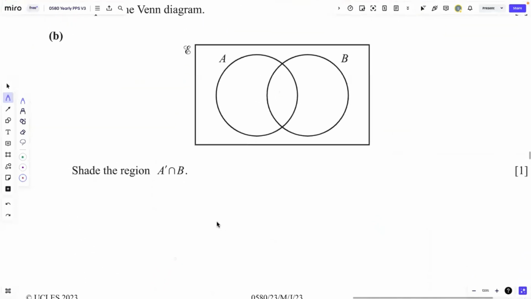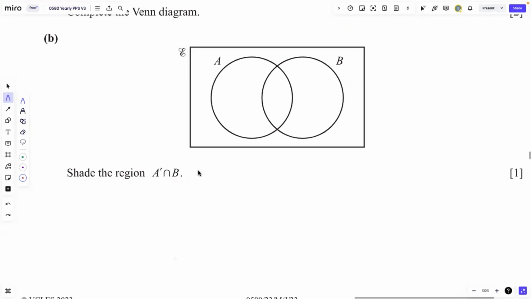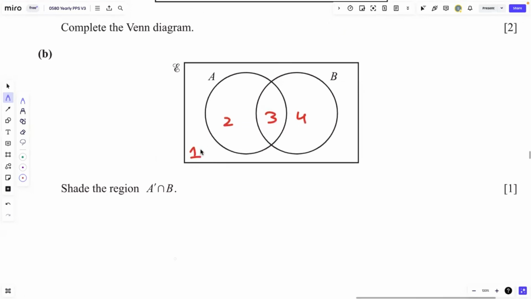We're supposed to shade the region A complement intersection B. So the best way to do such type of question is to label the regions always. Give them random numbers, just label the 4 regions that we have. The 4 different regions possible in this diagram are these. The neither region is 1, the A only region is 2, the intersection region is 3, and the B only region is 4.